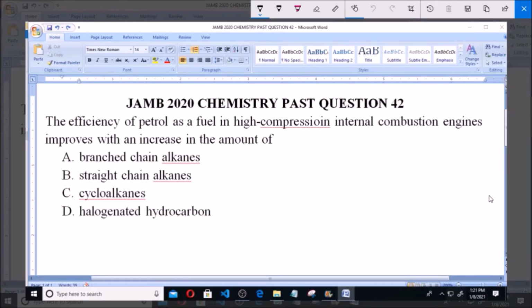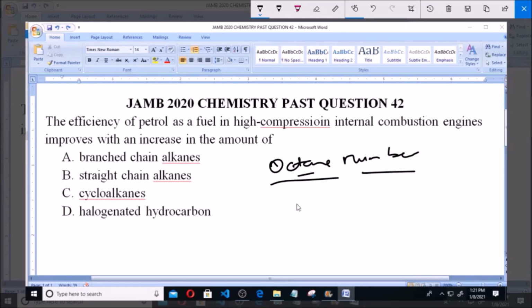I will be answering JAMB 2020 Chemistry Past Question 42. The efficiency of petrol as a fuel in high compression internal combustion engines improves with an increase in the amount of A. branch chain alkanes, B. straight chain alkanes, C. cycloalkanes, and D. halogenated hydrocarbons. Now, there is what we call the octane number of petrol. The octane number of petrol is used to determine the efficiency of petrol.